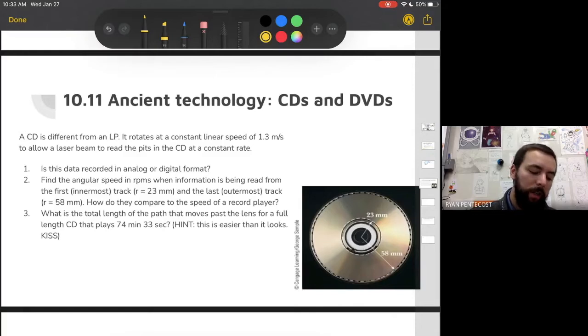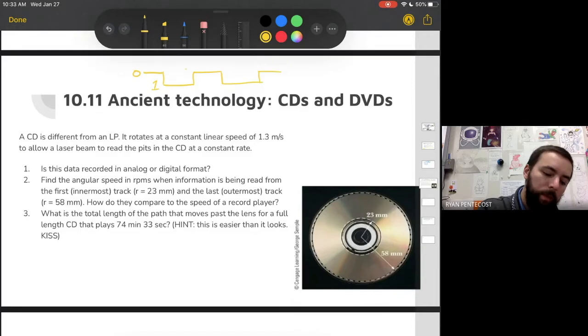CDs and DVDs are digital, which is jumping right to number one. Is this data recorded in analog or digital format? This is actually in digital format. There are small pits in your CDs and DVDs, and those pits are at a specific depth. You've got a depth for 0, and then you've got a depth for 1. And as it moves back and forth between these zeros and ones, the laser that's reading the disc will interpret those zeros and ones as binary. It can read the code, and it'll read your MP3 for your CD or MP4 usually for DVD. So this is actually digital format.